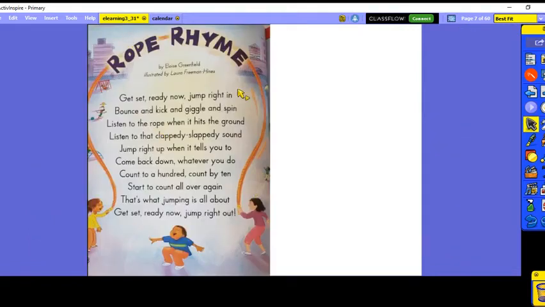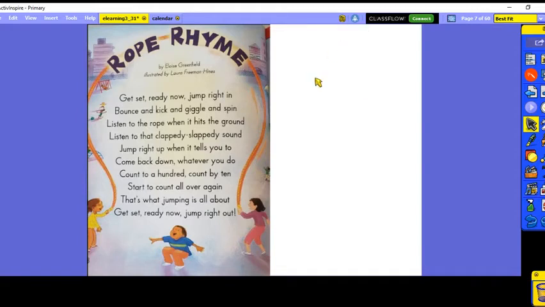Rope Rhyme. It's by Eloise Greenfield. I think we've done this one one time in our reading lesson before, but I wanted to show you what it looked like on the book page, and then we're going to pick out some words that rhyme, and we're also going to count some syllables and count all the sounds and words when we get done.